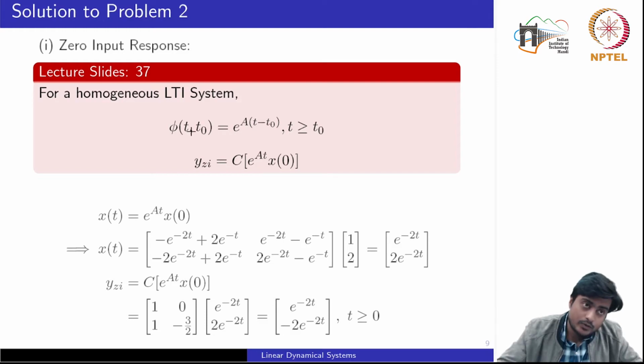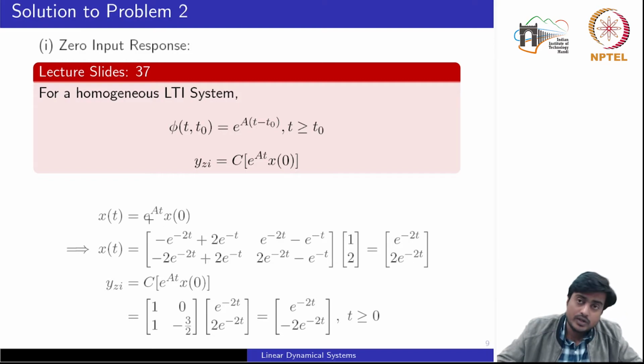Once we have obtained the state transition matrix, we can compute the zero input response, which is merely the multiplication of the state transition matrix by the initial condition and pre-multiplied by the output matrix. So this is the response of the homogeneous system, x(t) equals e to the power At into x naught. After putting in this e to the power At and x naught, we can simplify to this one.